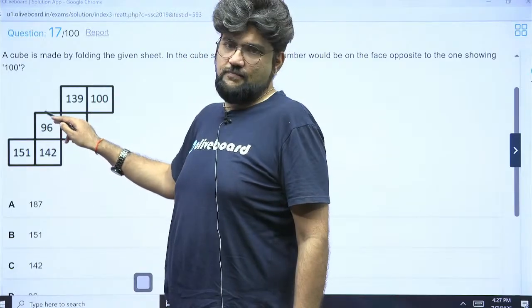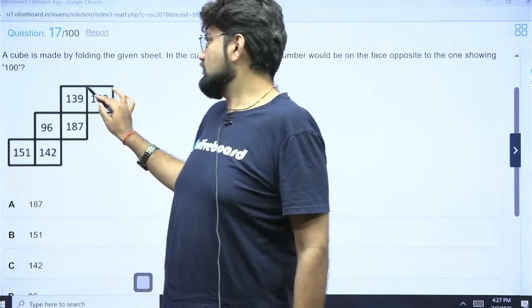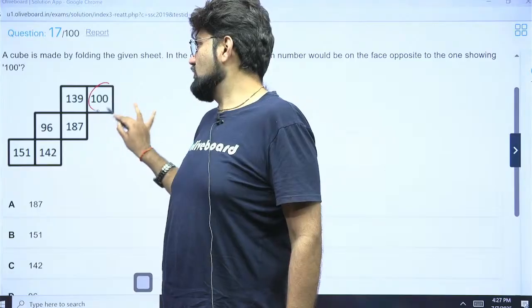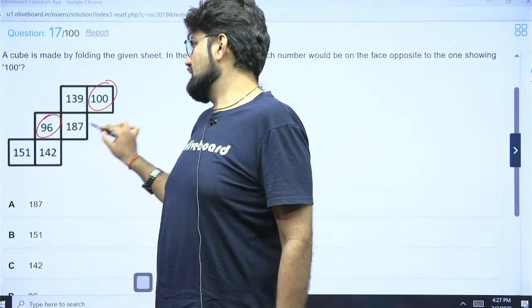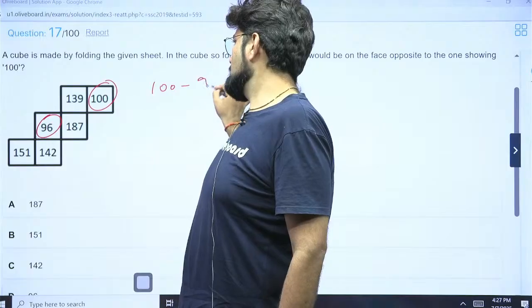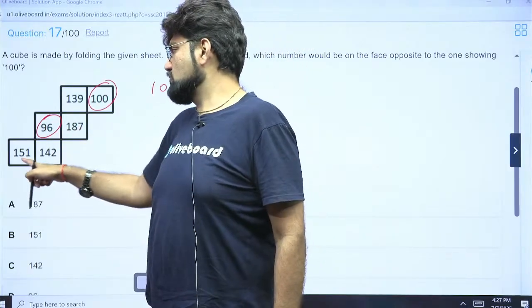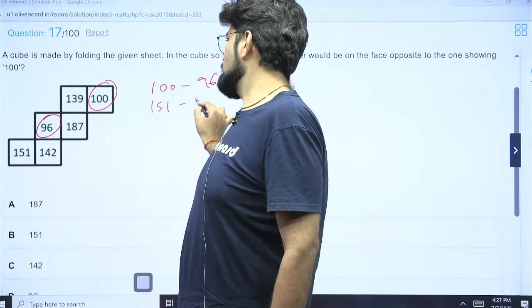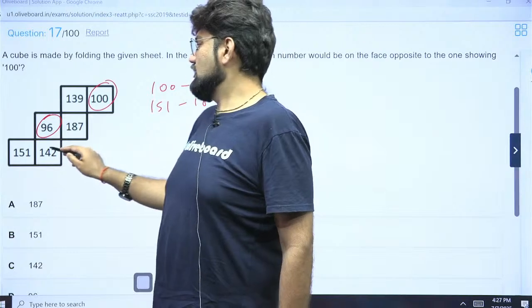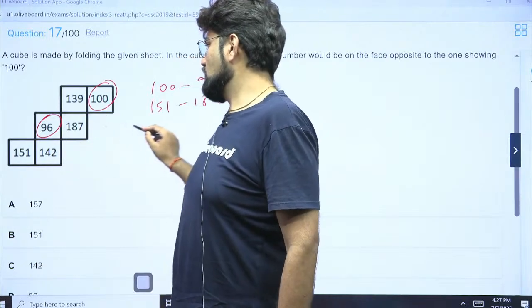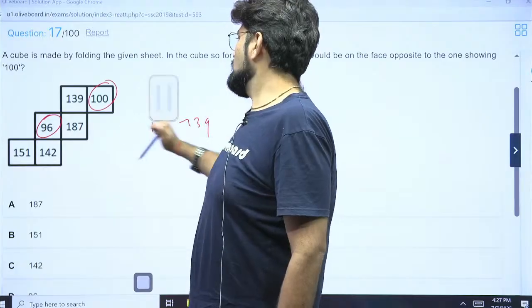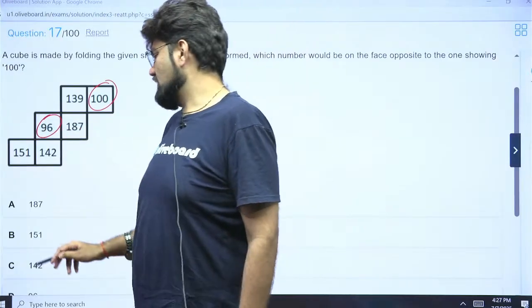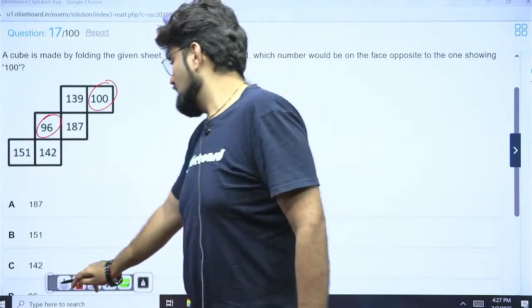It will be 96. What is the actual technique is that if you look at these two figures, the second one here will be opposite to the first one. Always. So similarly, if 100 is opposite to 96, second one here will be opposite to the first one. So 151 will be opposite to 187, and whatever will remain, second one here, first one here. So again 142 will be opposite to 139. Okay, but we don't need this actually. You can just manually check that 96 will be my correct answer.